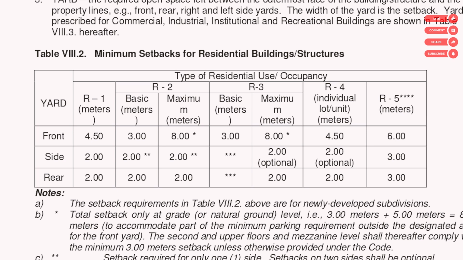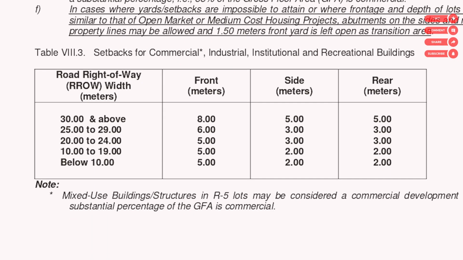Pero, yeah, so you require setbacks, but you'll notice again, R1 to R5 lang. Paano kapag non-residential zone? Ano yung required setback? There's a second table, giving the same thing, front, side, rear setback. Again, front, side, rear setback. For commercial, industrial, institutional, and recreational buildings. But honestly, this is used for all other zones na hindi residential.